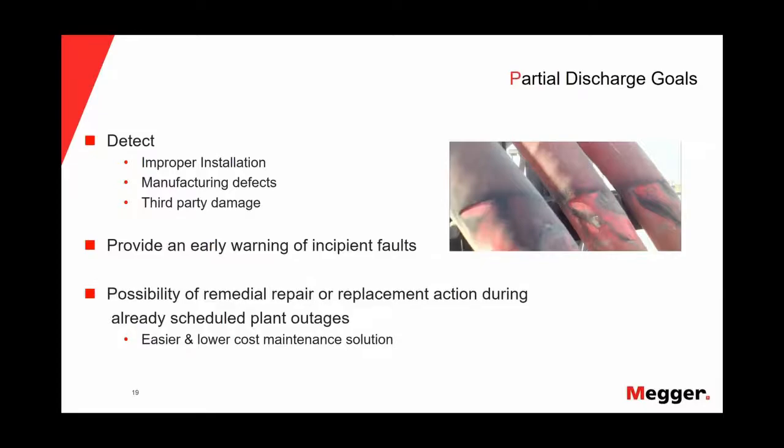The goals of partial discharge testing are to detect improper installation, manufacturer defects, and third-party damage. Nowadays, partial discharge is mainly used to detect poor workmanship issues. It will provide an early warning of incipient faults, and we will have the possibility of remedial repair or replacement action during a scheduled outage. So these are the goals of partial discharge.